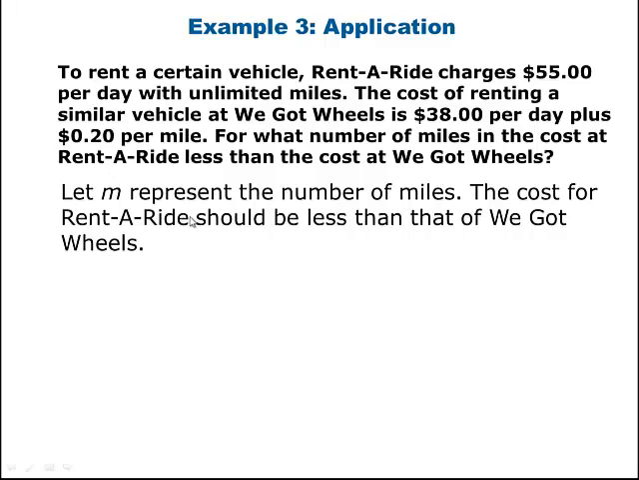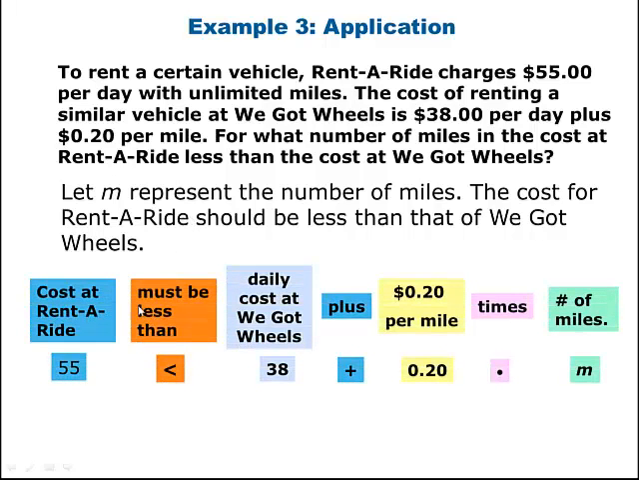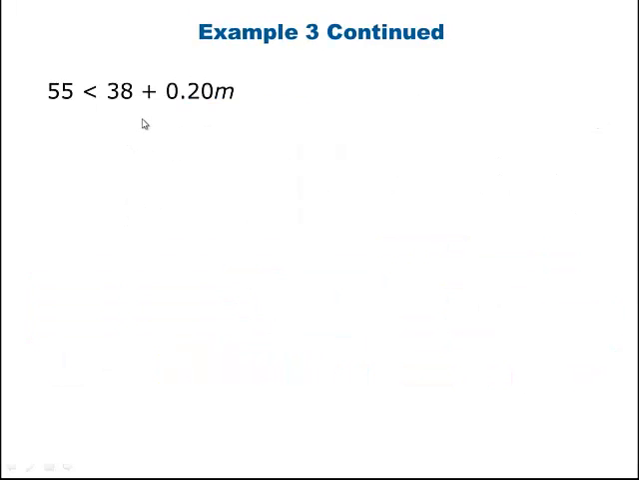So let's let M represent the number of miles. Rent-A-Ride was $55, and that must be less than the daily cost of We Got Wheels plus the 20 cents per mile. So we're going to take the 20 cents per mile and multiply that by M for miles. So this is your equation.